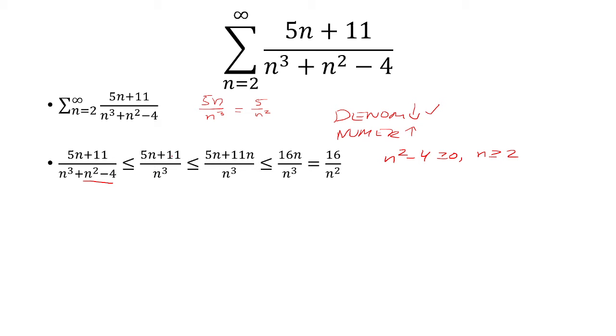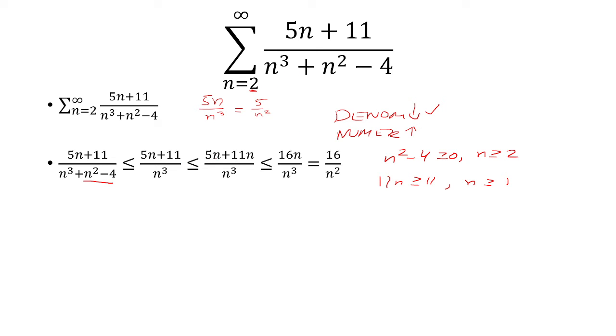Now for the numerator, this is a way to do this. Always put the lower degree term into the higher degree term. So the highest degree here is n. So why don't you make 11 into 11n? We know that 11n is greater than or equal to 11 when n is greater than or equal to 1. So here we're looking at n equals 2. So we're in good shape.